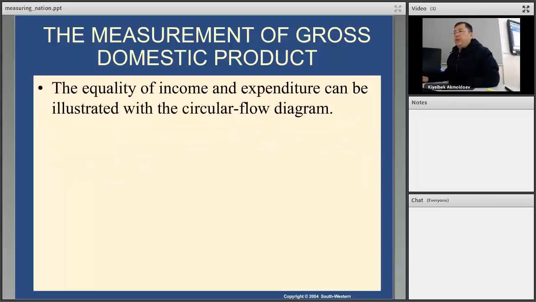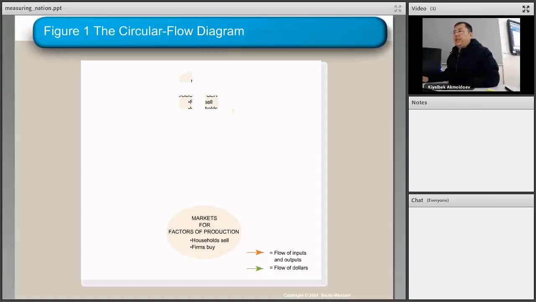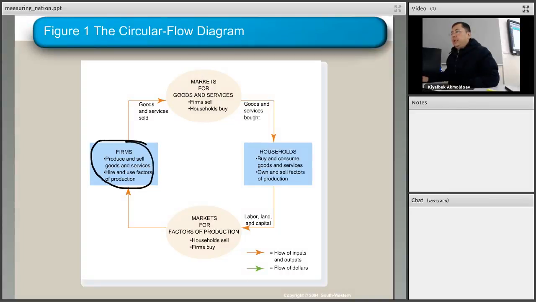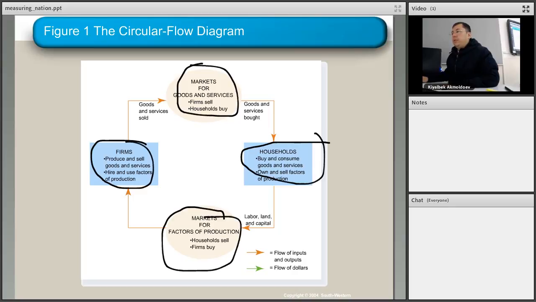So the equality of income and expenditure can be illustrated with a circular flow diagram. We have mentioned this circular flow diagram before, so you know this diagram. I will not stop on its details, but in general the logic is that firms produce and households buy, so demand and supply, and they meet in the market for goods and services.